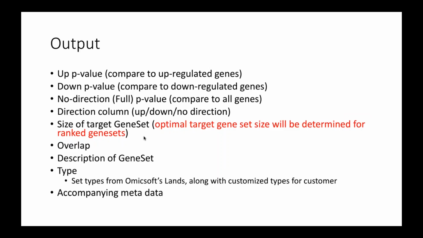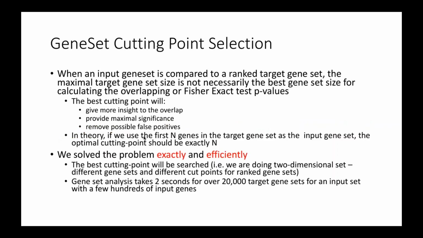The p-value, like I said, is a Fisher exact test. What's interesting, though, is how we determine the size of the target list. When the input gene set is compared to a ranked target gene set, the maximal target gene set size is not always the best gene set size for calculating the overlapping Fisher exact test p-value.